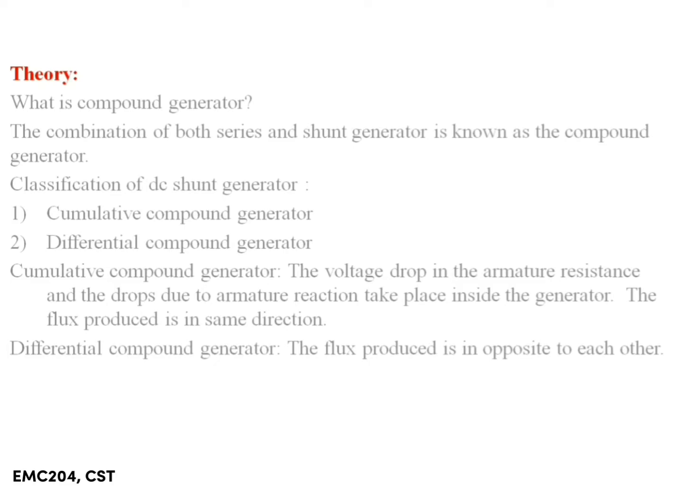In case of cumulative compound generator, the voltage drop in the armature resistance and the drops due to armature reaction take place inside the generator. The flux produced is in the same direction so that the flux gets added up. And in differential compound generator, the flux produced is in opposite direction to each other.